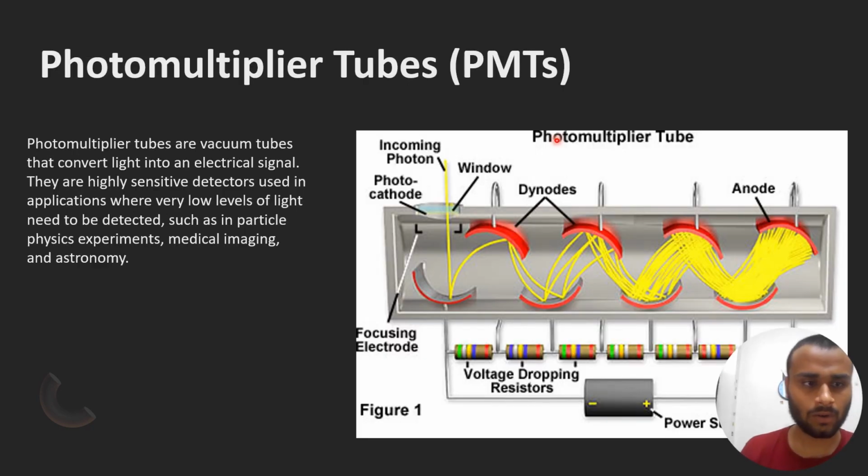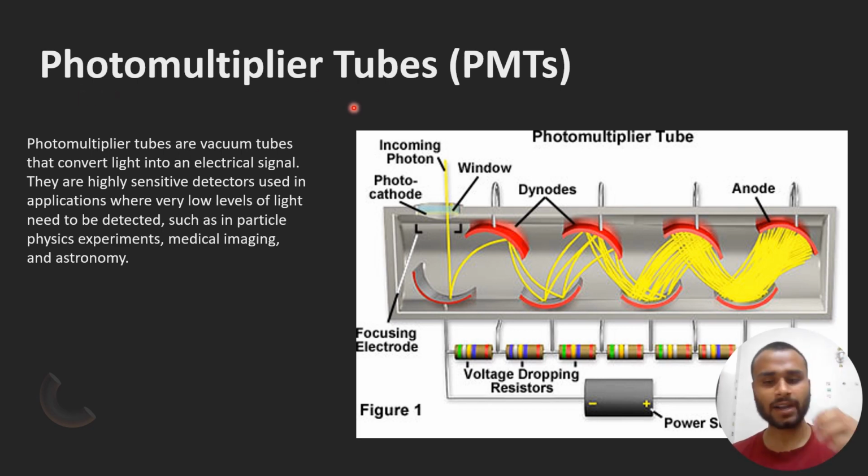Now, let's discuss another device which is used for detecting light, which is photomultiplier tubes. It's a highly sensitive device to detect light, more sensitive than CCDs. It can even detect a single photon. What happens in this? When an incoming photon falls on the photocathode, well, this is a vacuum chamber in which everything is there, like anode, diodes, and the photocathode window. So what happens? The incoming light or photon is made to fall on this photocathode.